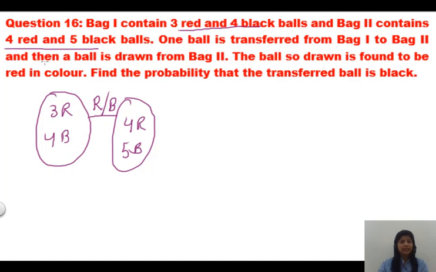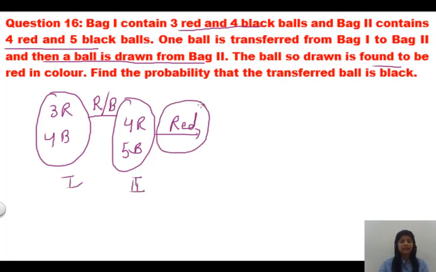Now what are they saying? Then a ball is drawn from bag 2. From this bag you are taking out a ball, and the ball drawn is found to be red in color. What is the common thing? Whether you transfer a red ball or a black ball from bag 1 to bag 2, the common event that is happening is that the other ball that you are taking out from bag 2 is of red color.